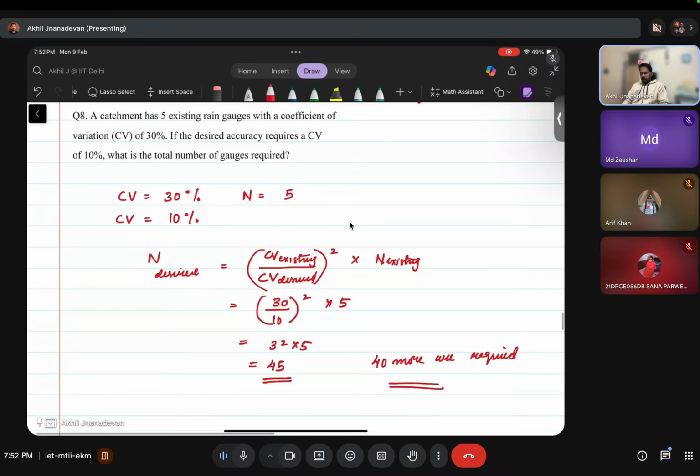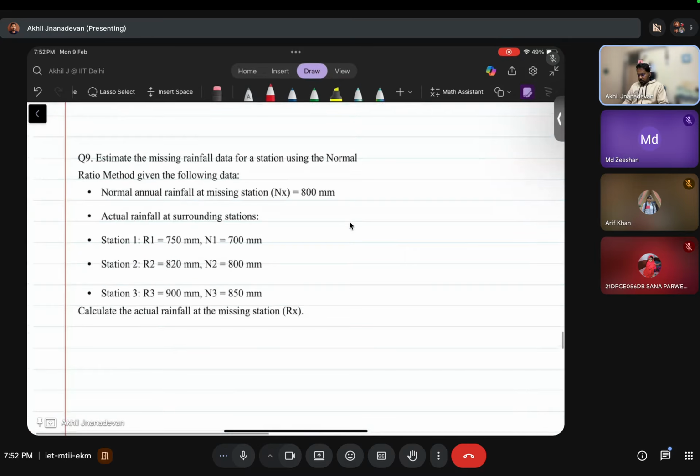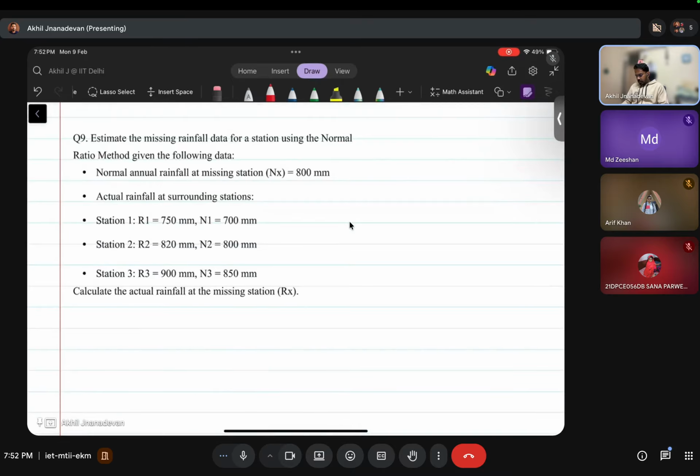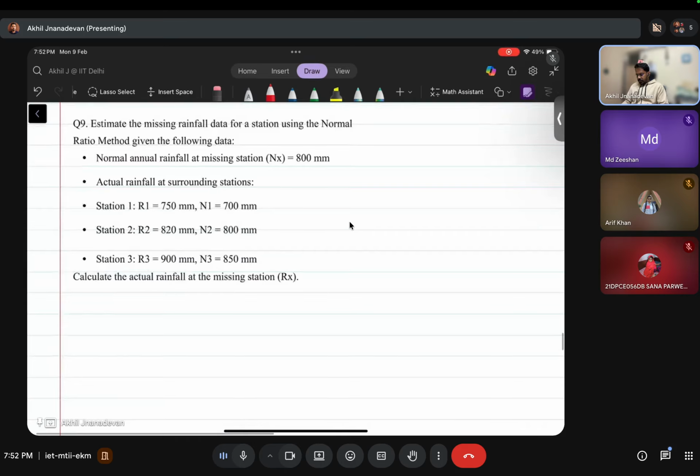So this is another way to calculate the optimal number of rain gauges. Two ways are there, and in a way they are both connected. This is also a direct substitution question.